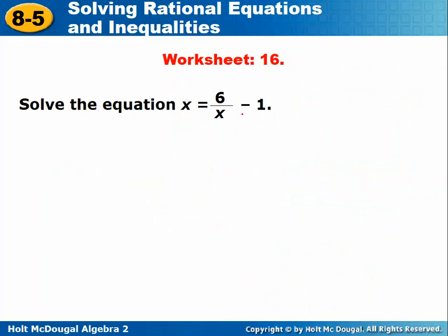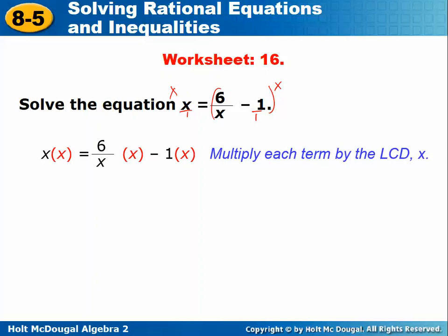One more from your worksheet. This one will get something squared because the common denominator is x. And when I multiply both sides by x, I'm going to get an x squared over here. So we'll have x times x equals 6 over x times x, those will cancel, minus 1 times x. So x squared equals 6 minus x.